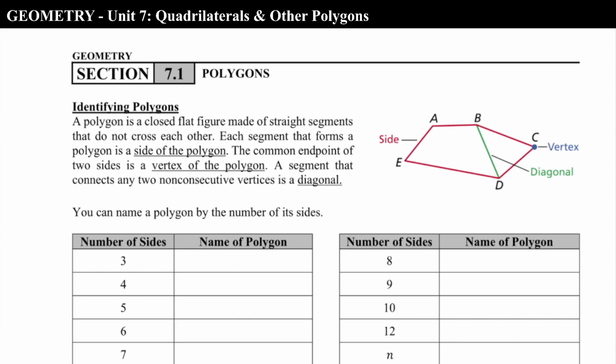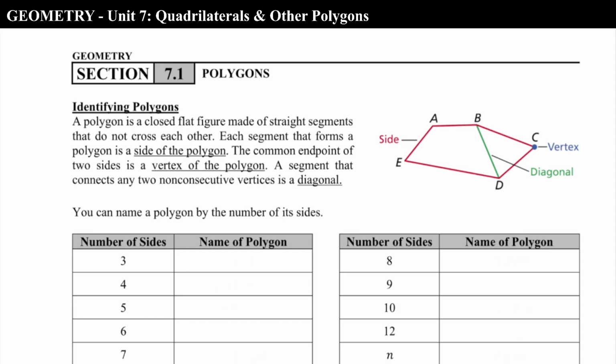So in this unit we are going to move forward into shapes that have more than three sides. We spent the last 3 units talking about triangles and now we're finally going to go beyond that. So let's first off talk about how we identify polygons.